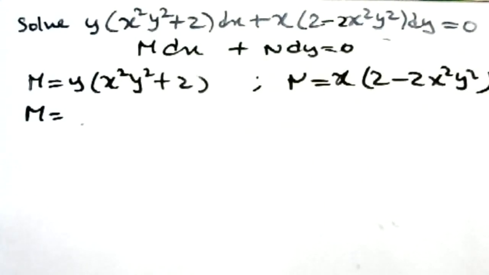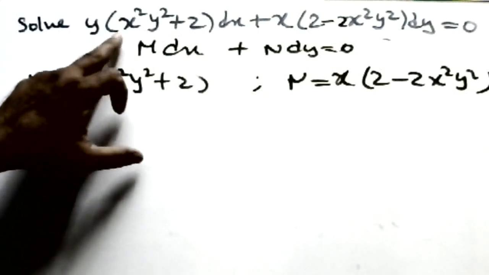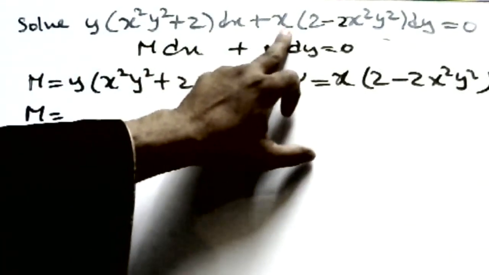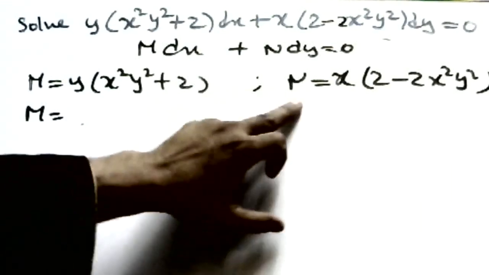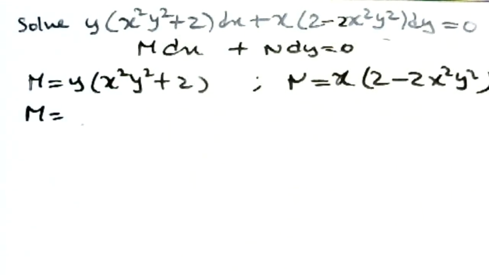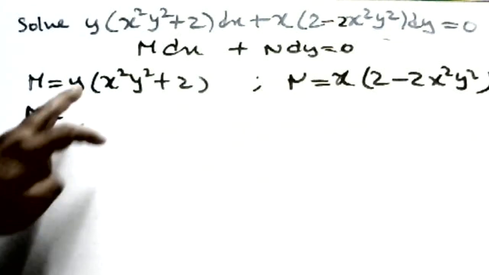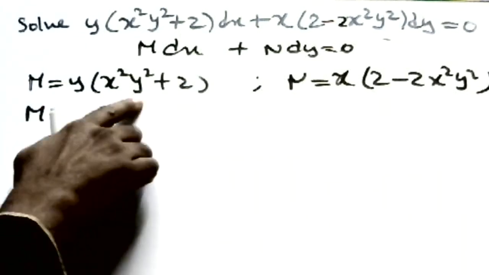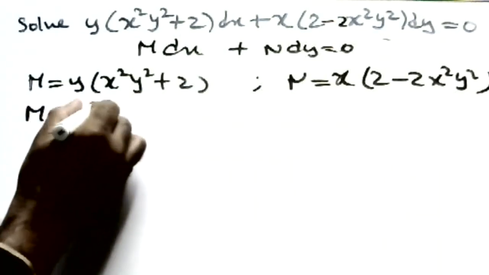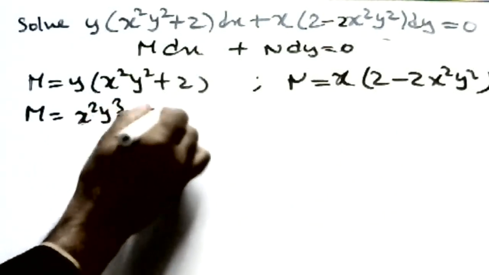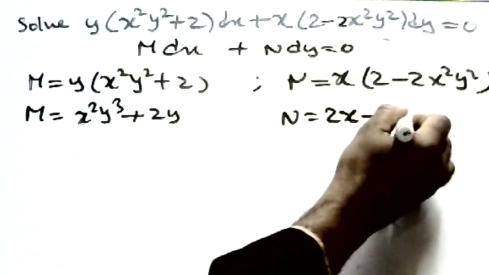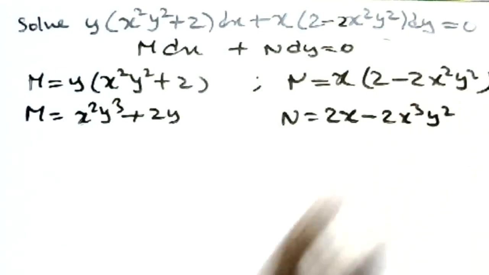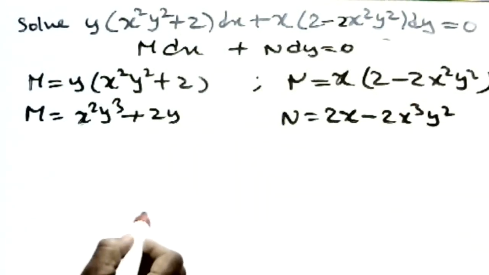Now see on the board the question is written. First let me compare this one with M. This is M, this is N. So the M value is y into (x square y square plus 2), and N is x into (2 minus 2x square y square). Multiplying, M equals x square y cube plus 2y, and N equals 2x minus 2x cube y square.